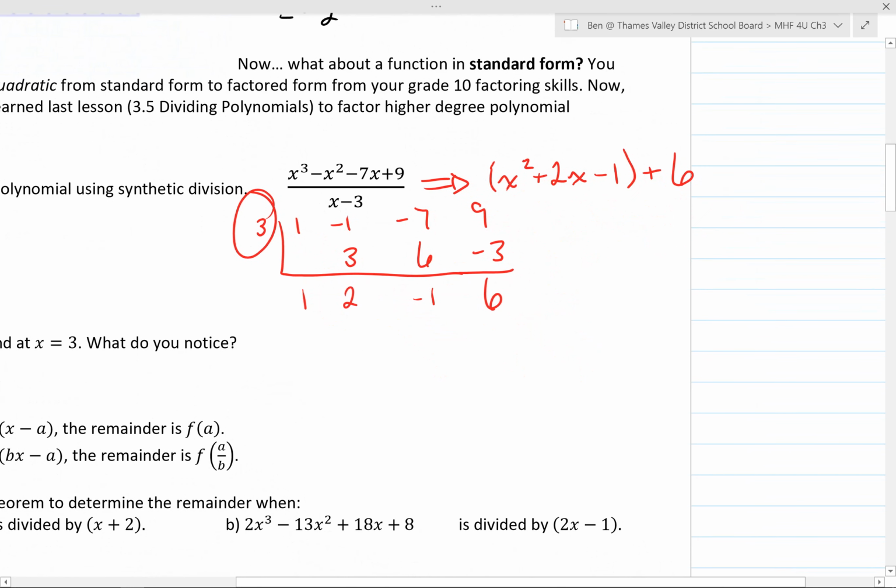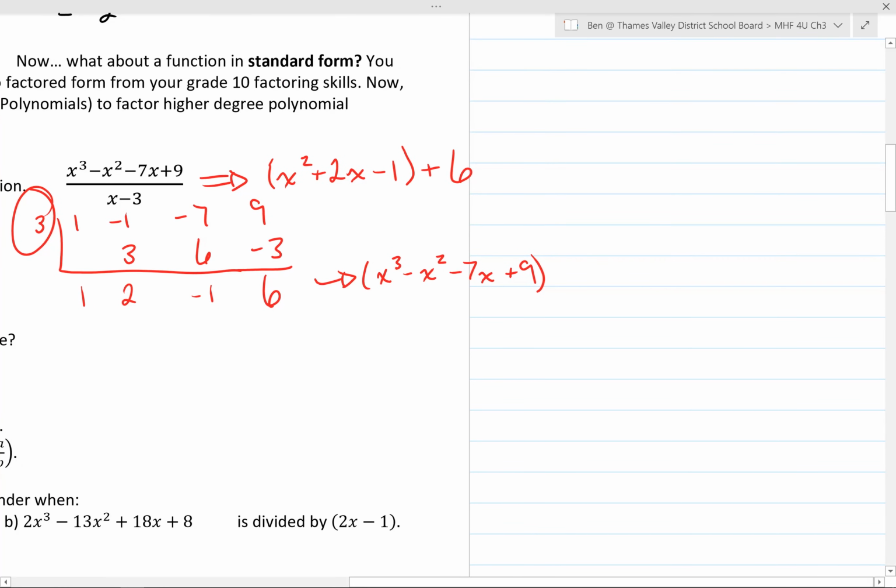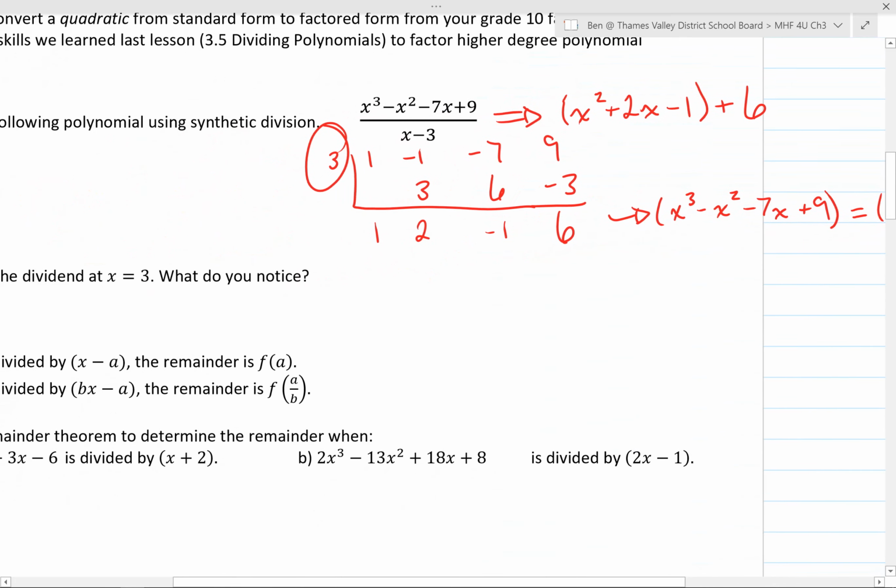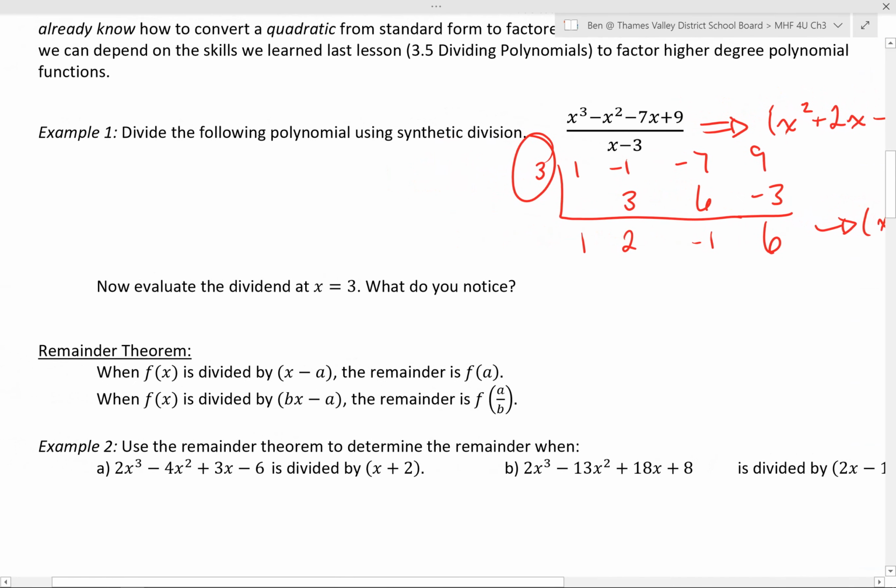Okay, now, again, if I'm to write this with a multiplication statement, a concluding statement here, I need my dividend, that's x cubed minus x squared minus 7x plus 9, equals my divisor, which is x minus 3, times my quotient, that is x squared plus 2x minus 1, plus 6. Nice and easy. Now we want to evaluate this dividend at x equals 3.